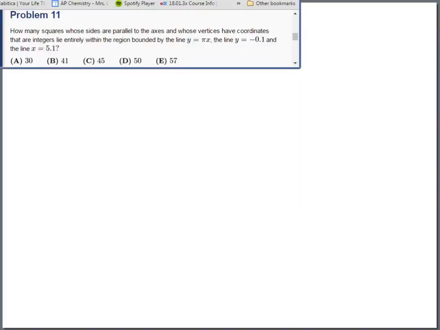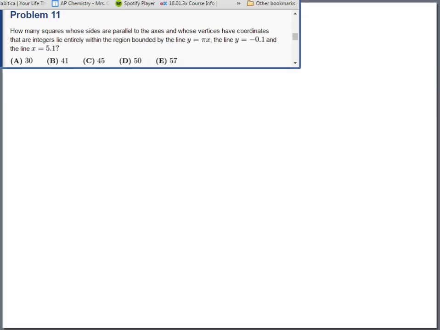So we are back doing this relatively difficult question, problem 11 on the AMC 12B 2016. It's asking how many squares whose sides are parallel to the axis, which means it must be an actual looking square, not like a diamond, just a regular square, and whose vertices have coordinates that are integers lie entirely within the region bounded by the line y equals pi x, the line y equals negative 0.1, and the line x equals 5.1.